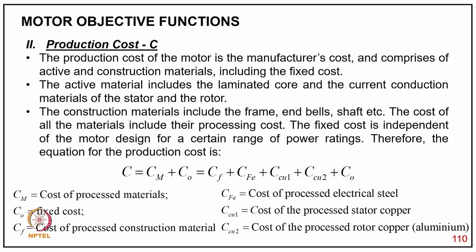Now, coming to another objective function one can choose, the production cost. The production cost of the motor is the manufacturing cost and comprises active and construction material including the fixed cost. The active material cost includes the laminated core and the current conduction material of the stator and rotor, and construction material includes the frame, valves, shaft, etc. The cost of all material includes their processing cost. The fixed cost is independent of the motor design within a certain range of the power rating, and therefore the equation for production cost is equal to Cm plus C0, where Cm is the cost of processed material, C0 is the fixed cost, and Cf is the cost of processed construction material. So, this comes to total Cf plus Cfe plus Cu1 plus Cu2 plus C0, where Cfe is the cost of processed electrical steel, Cu1 is the cost of processed stator copper, and Cu2 is the cost of processed rotor copper, maybe aluminum or copper.